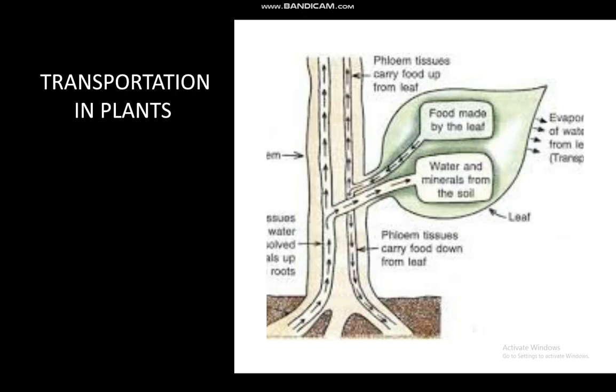Transportation in plants is done with the help of vascular bundles, which are xylem and phloem, and the transportation is with the help of water, because water is used as a solvent. The minerals and salt that come from the soil are dissolved in the water, and with the help of xylem they reach the cells of the plant.